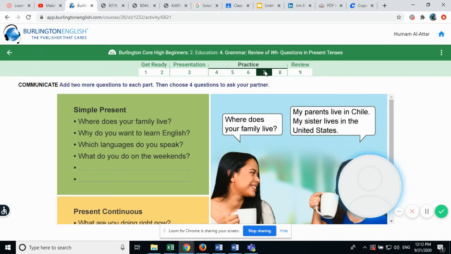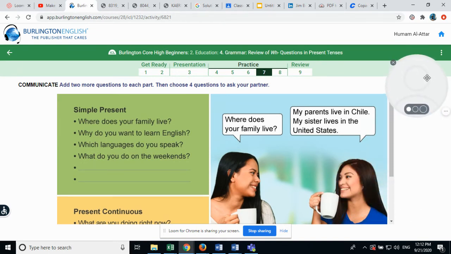Now, on this exercise, you will need to communicate. That means you will need to talk. Okay? It is important that you talk because if you don't talk, it will still be difficult for you to learn English. Again, it is okay to make mistakes. We all make mistakes. And if we don't make mistakes, we don't learn.